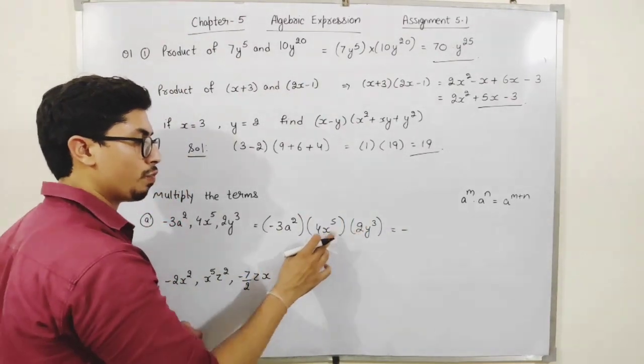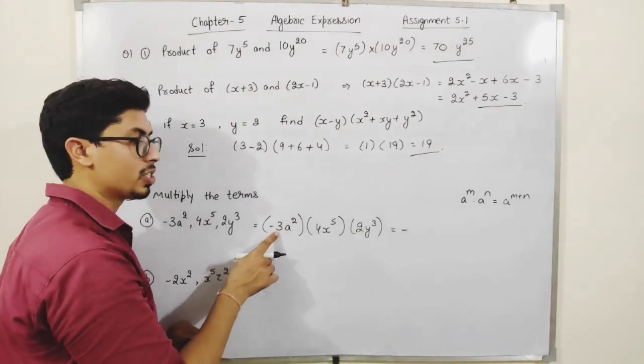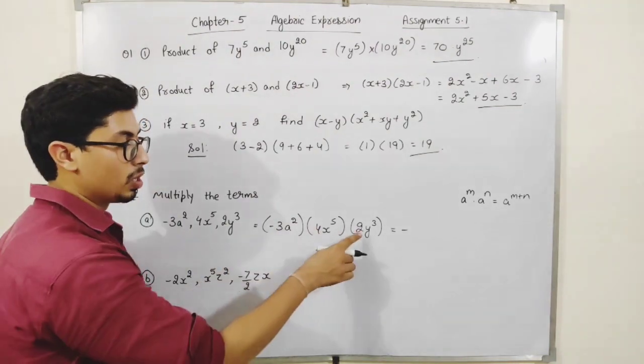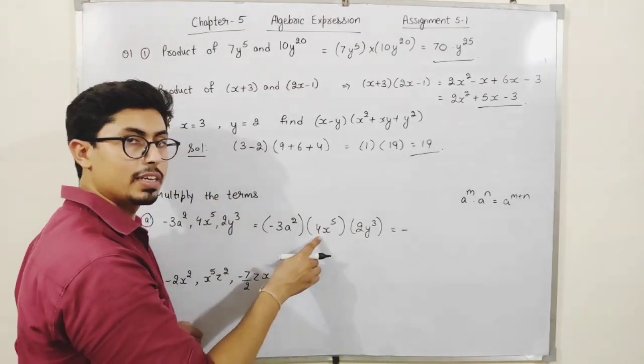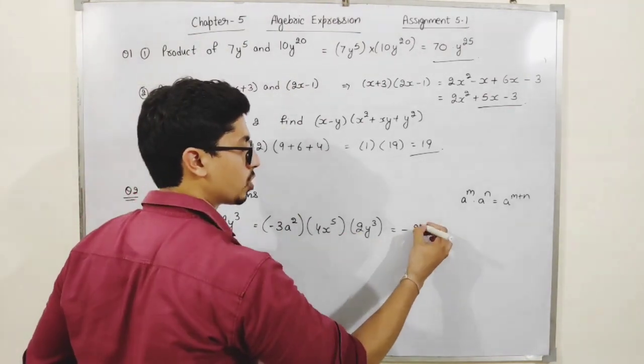Okay. 2 4s are 8, 8 3s are 24. So, okay, 2 4s is 8. Just multiply the number by number. 2 4s are 8, 8 3s are 24. So it will be minus 24.